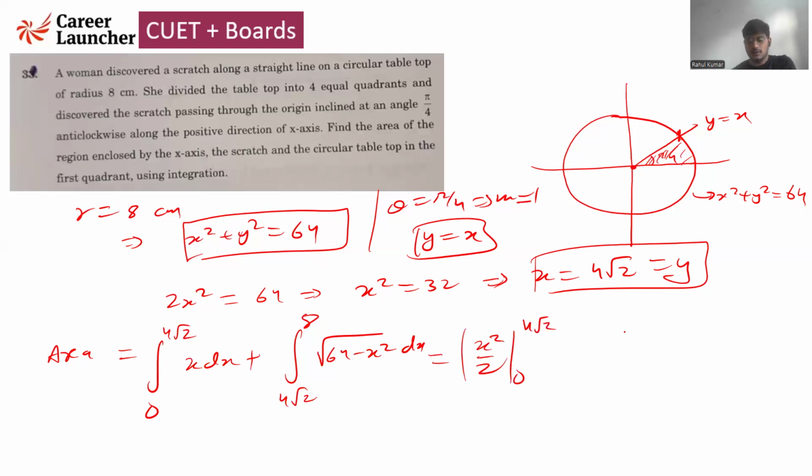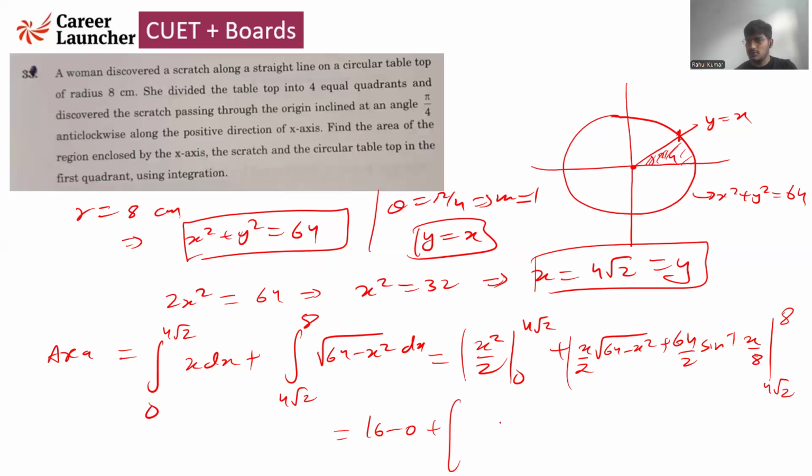So here it will be x over 2 times square root of 64 minus x square plus 64 by 2 sine inverse x by 8. The limit is from 4 root 2 to 8. 16 minus 0. And this term will be 0 plus 32 sine inverse 1. Then 4 root 2 divided by 2, and square root of 32 again, 32 times sine inverse 1 upon root 2.